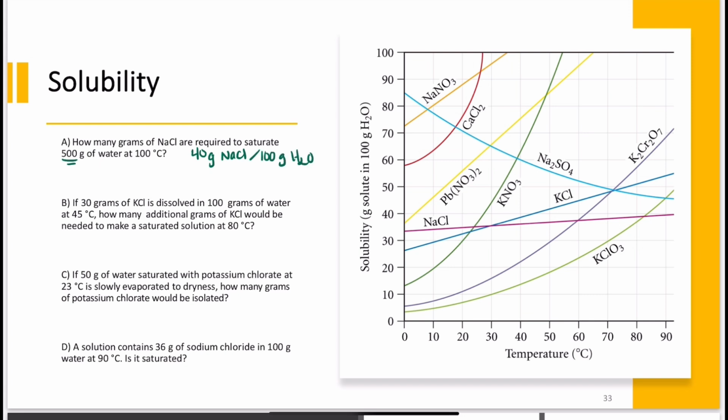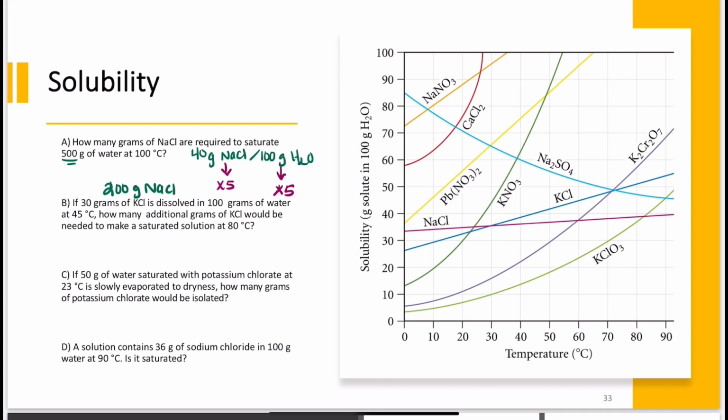But notice here I want 500 grams. So what do I need to do? I need to multiply that number by 5. I want it for a value of 500 grams, not just 100. So to saturate 500 grams of water at 100 degrees C, I would need 200 grams of NaCl, again multiplying this number by 5.